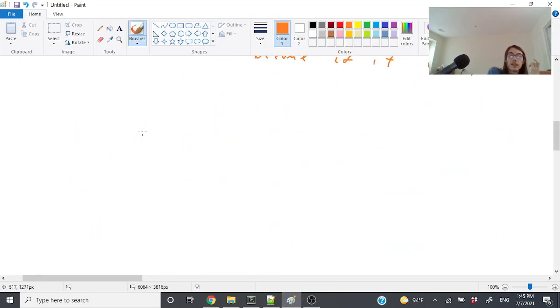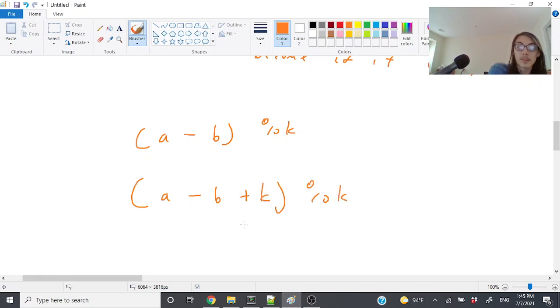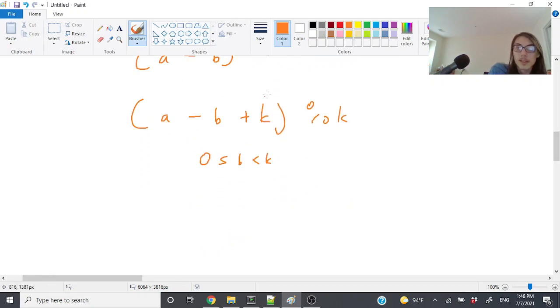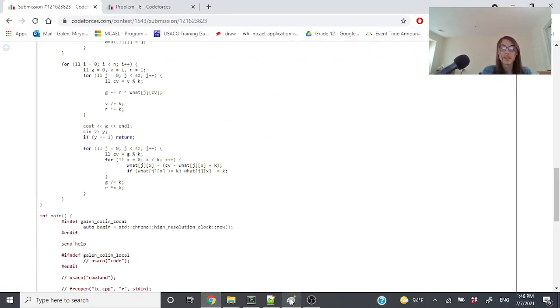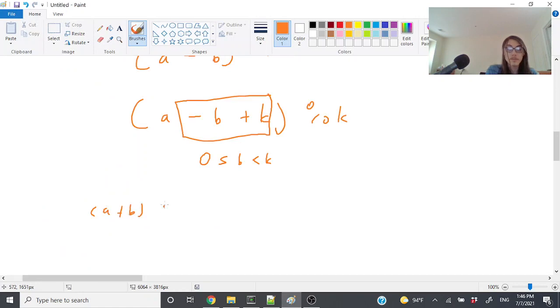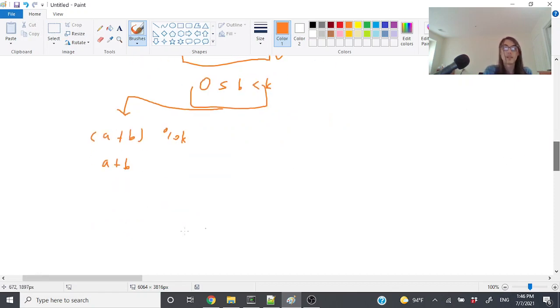And then to do a minus b mod k, C++ is weird, a negative value mod something can still be negative. To remedy that, you can add k here, and that way it'll always be positive, because b is between 0 and k. So the whole thing will be positive. Also, I'm not doing explicit mod. If a and b are both in this range, then you can take a plus b, and if it's greater than k, subtract k from it.